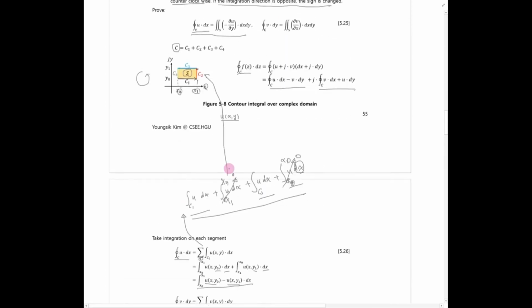This integration should be equal to this one. That is this result. Okay. The second one, we would like to take a contour integration of v dy.